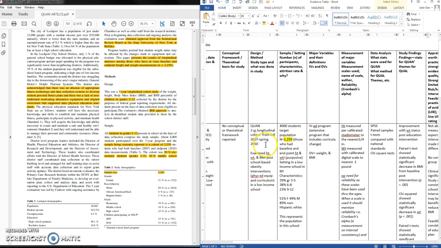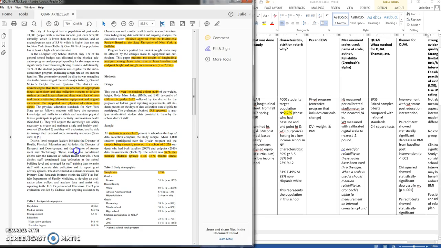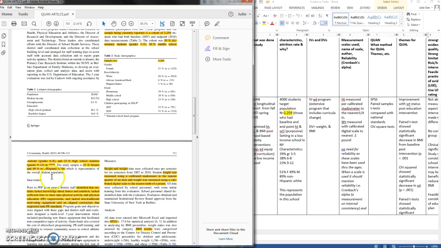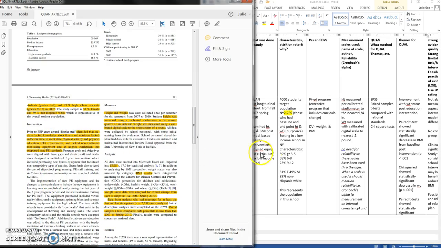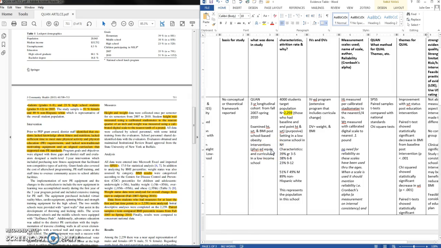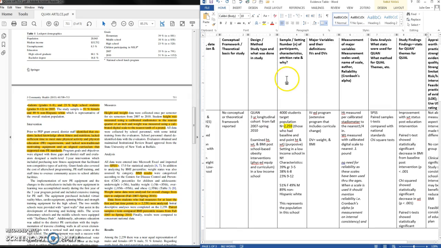We know what was done was that they examined, and it was up here, they talked about it, and it's down here as well, their intervention, if we kept reading through here. They examined height, weight, and BMI post a school-based obesity intervention program, which was an educational program about physical education equipment and curriculum.